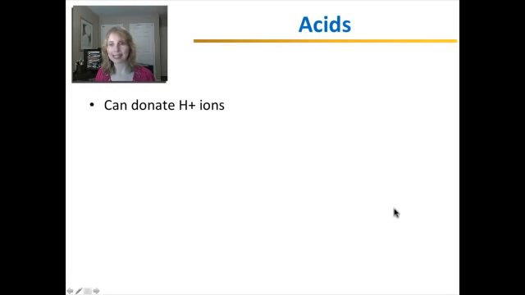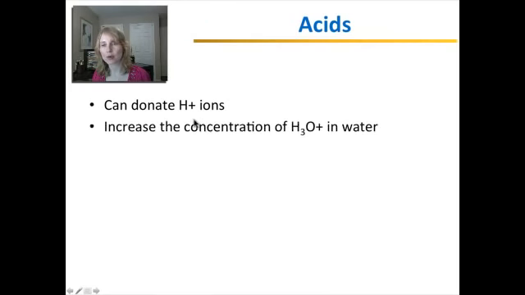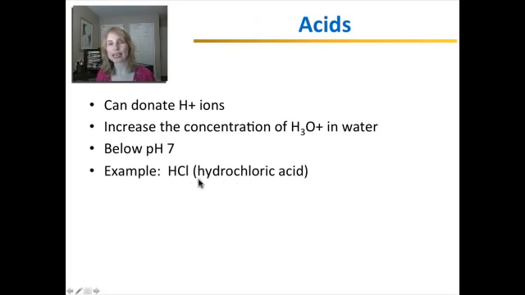So let's review what an acid is. An acid can donate extra H+ ions. By doing so, it will increase the concentration of hydronium ions in water. That gives it a pH of below 7. And here's just an example of an acid, hydrochloric acid, HCl. In an aqueous solution, it will ionize into H+ and Cl-. So it donates extra H+, increasing the concentration of hydronium ions and decreasing the pH to below 7.